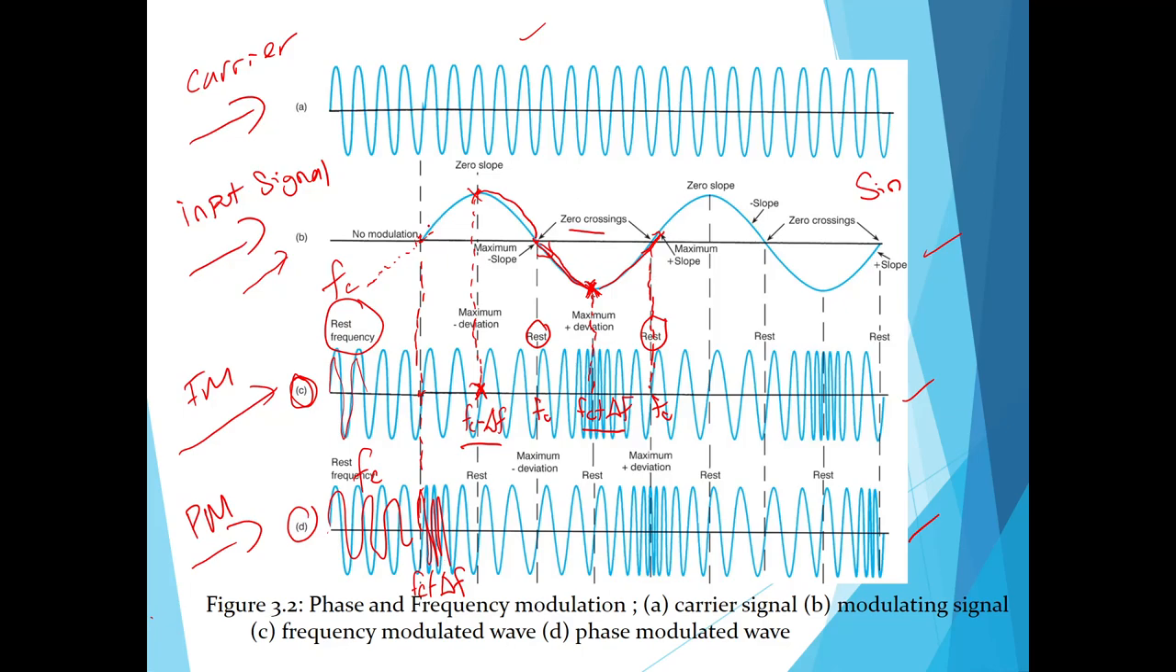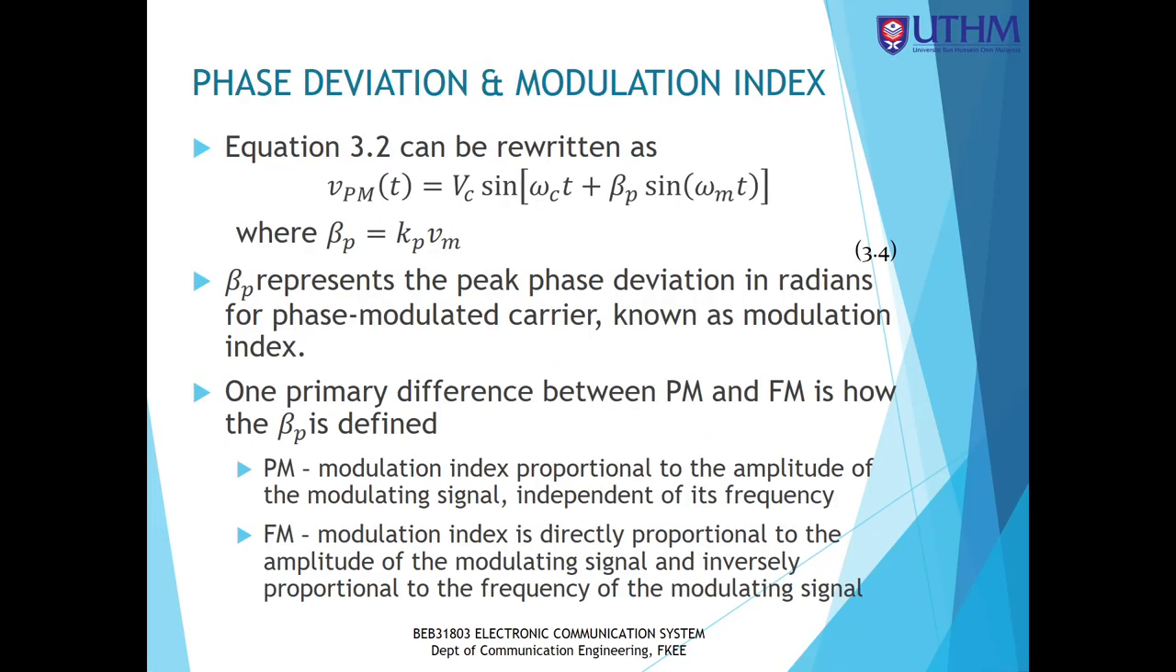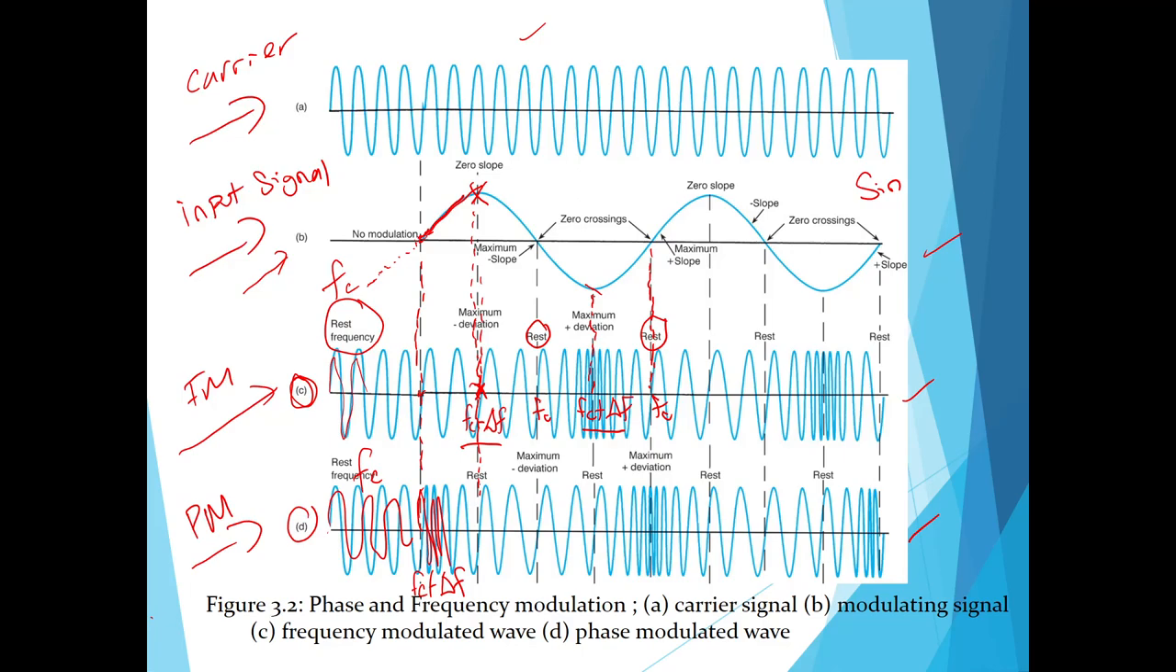Okay, and then the input message moves towards the maximum positive. So saya padam sekejap, I erase this one first so that you are not confused. So the input signal now moves from zero to the maximum positive. So what happened to the carrier? This is for the PM. What happened is that the carrier frequency will be at rest frequency. So the carrier moves from FC plus delta F to the rest frequency, which is FC.